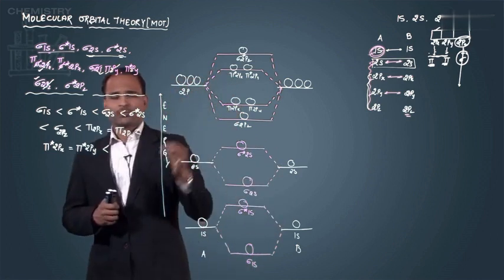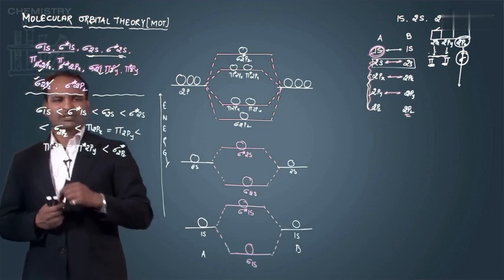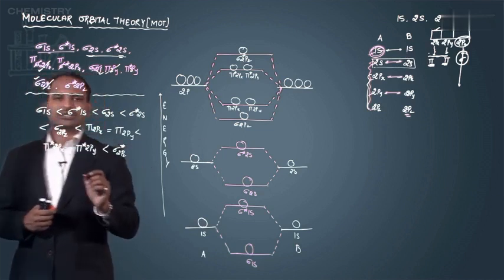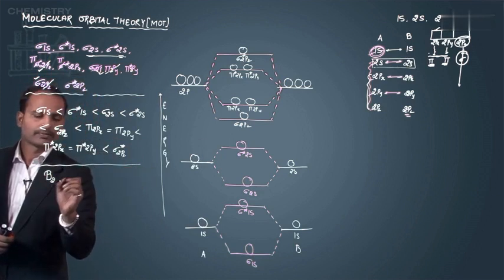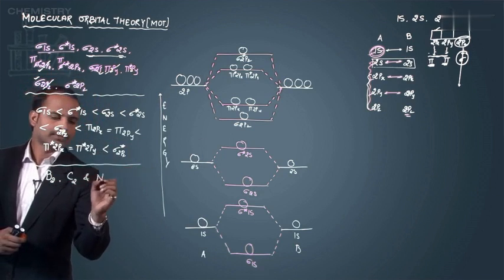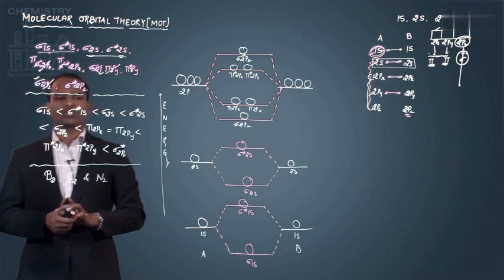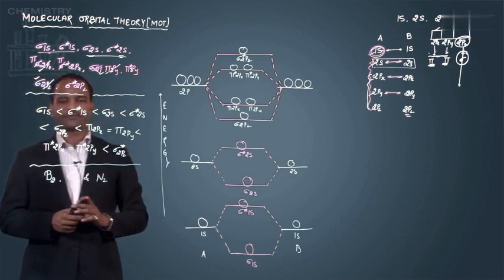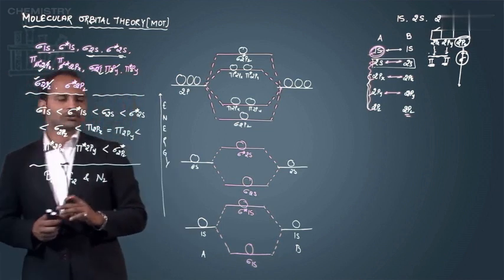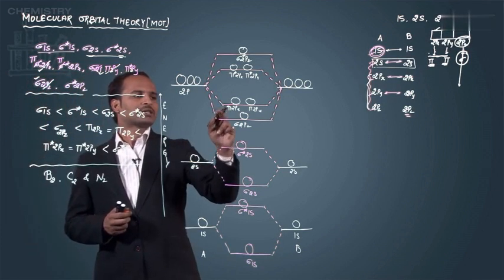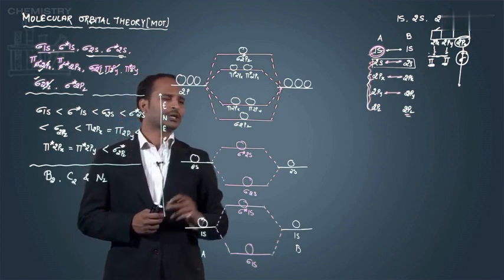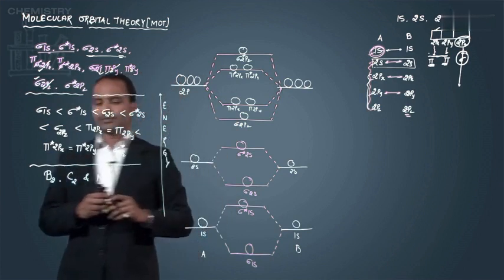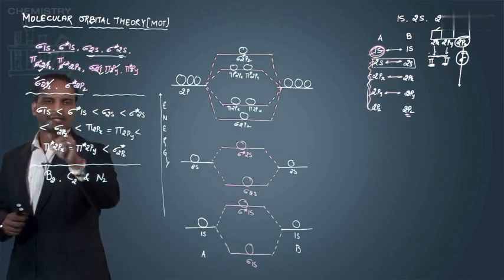Now, the same molecular orbital energy level diagram, or the same order of energy, is not correct in the case of certain molecules, and these molecules are B2, C2 and N2. In case of B2, C2 and N2 molecules, this energy level diagram is slightly different. Here, pi 2px and pi 2py come first, and then sigma 2pz comes. Means in case of B2, C2 and N2, the energy order is slightly changed.